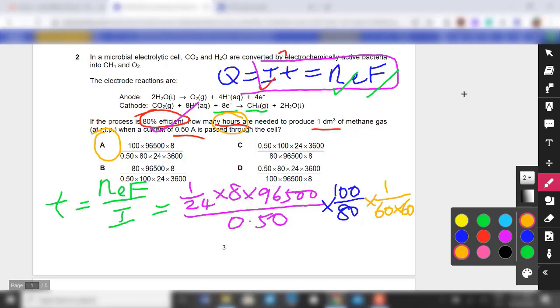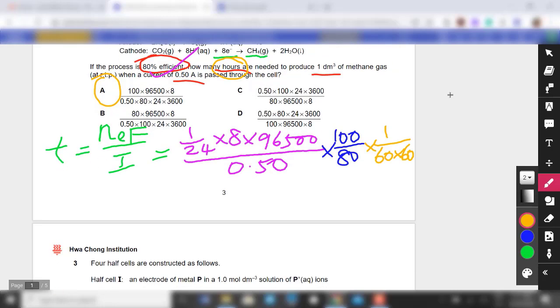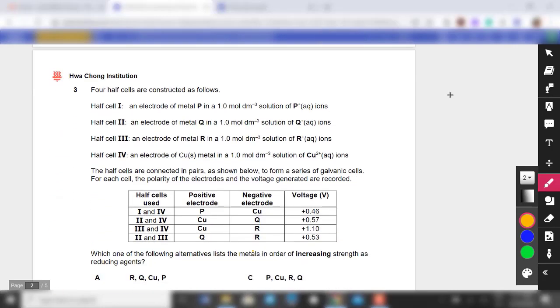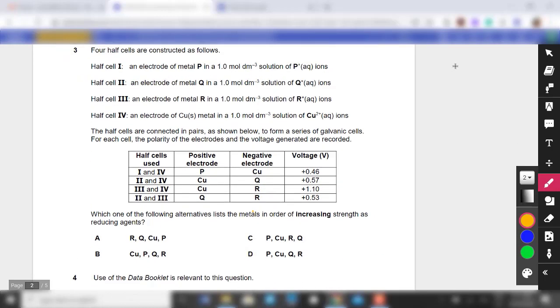Okay, yep. So I hope by going through question 2 in this format, you will be able to see how to actually manipulate the equations. Okay, and then plug in the unknown as and when necessary. The next question we're going to go through will be question 3. Okay, so question 3 seems a little bit complicated.